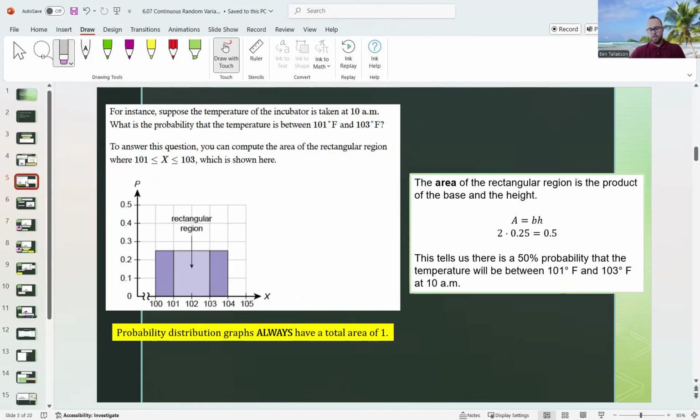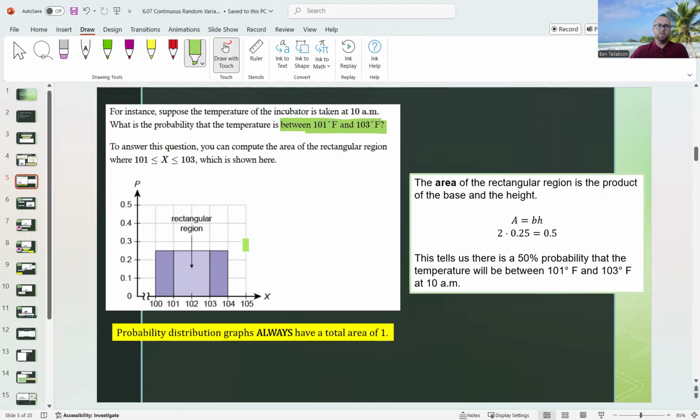Well, a moment ago, I said you can use the area, and I'm going to prove it right now to find probabilities. For instance, suppose the temperature of the incubator is taken at 10 a.m. And we want to know the probability that the temperature is between 101 and 103. So we're really focused on this light purple rectangular region. Remember, the entire region is from 100 to 104.